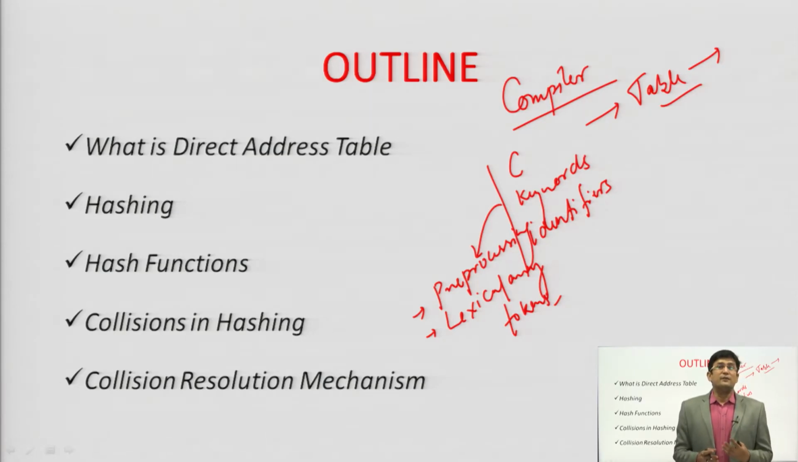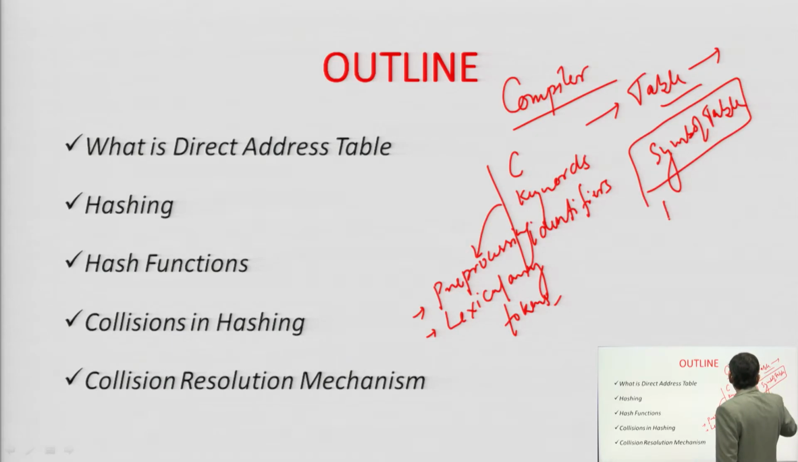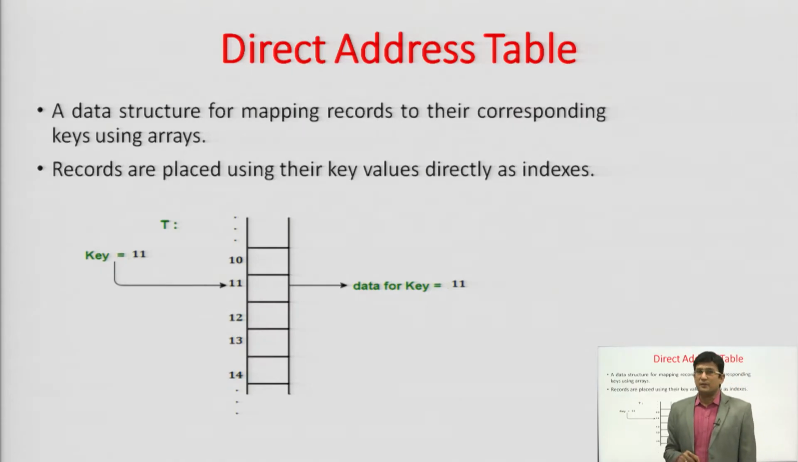So we need a quick reference of all these things. That's why we need a very fast table. So the fast lookup table is known as the symbol table. So symbol table is also an example of the hash table. So, hashing is a technique wherein we require a very quick reference of our data item. Let us look at the direct address table.